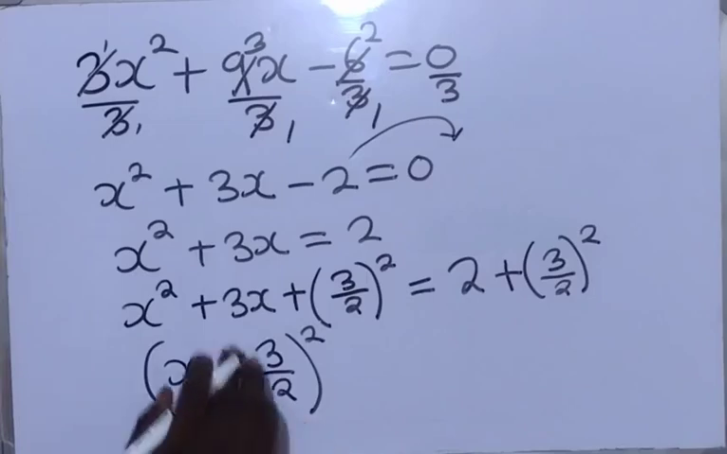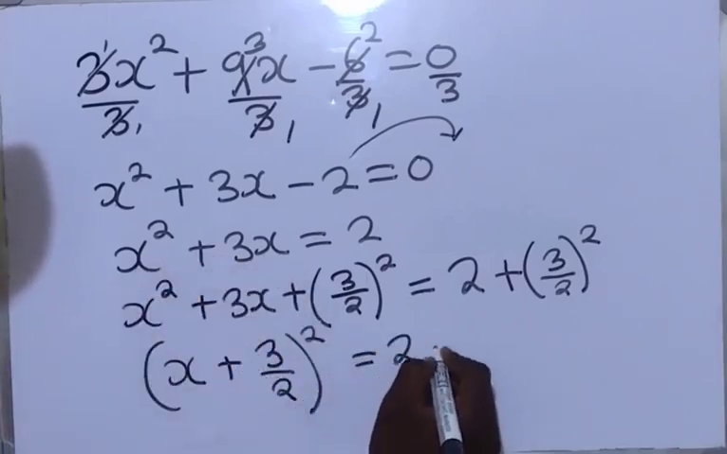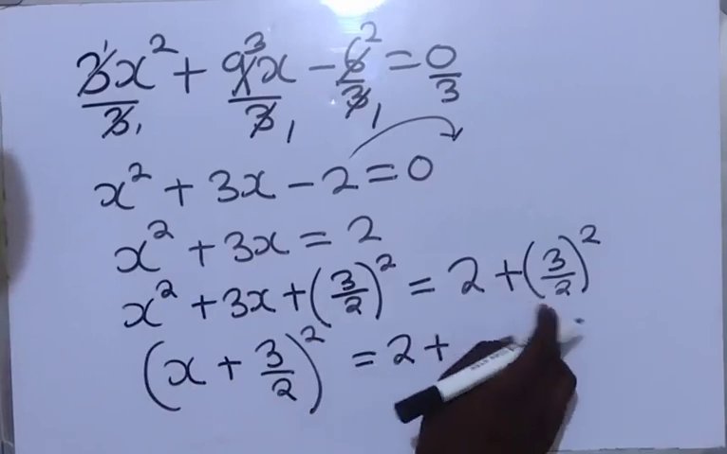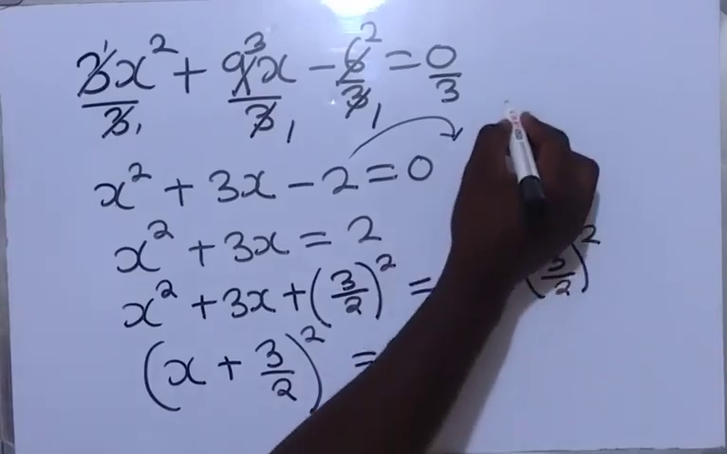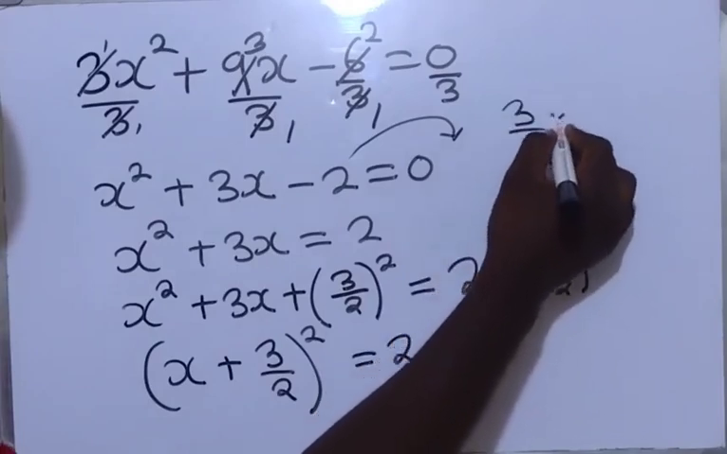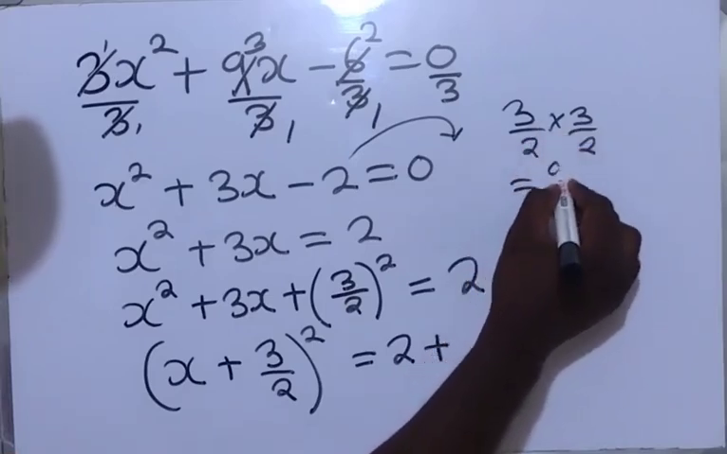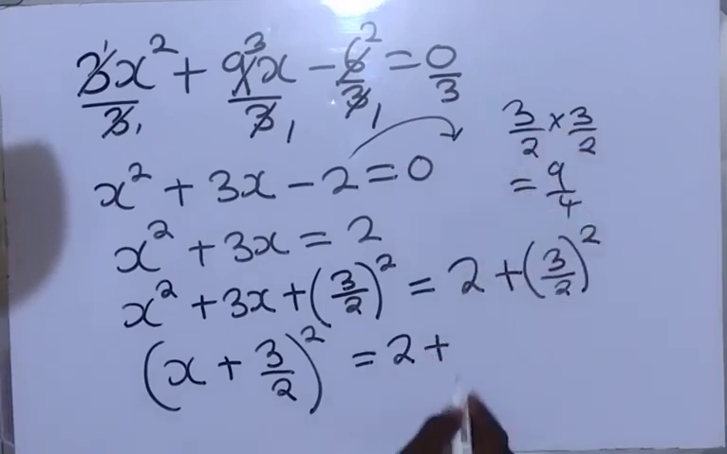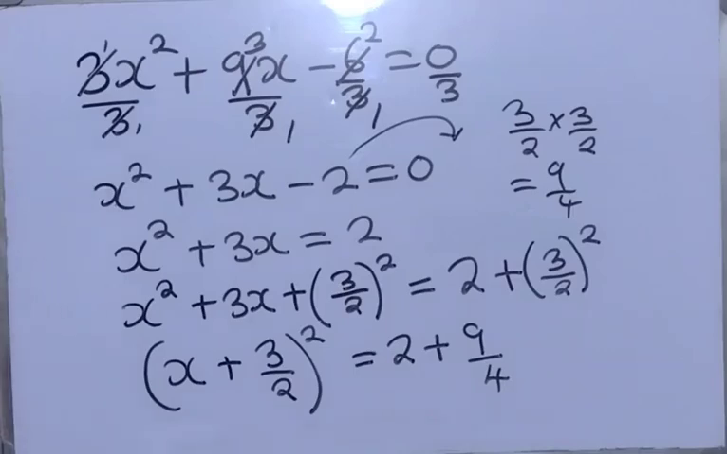When you expand this, it gives you this, equal to 2 plus 3 over 2 squared. It means 3 over 2 times 3 over 2. So this will be 3 times 3, which gives us 9 over 4. So here you are going to write 9 divided by 4. So we have reached this stage now. We have not yet answered our question.